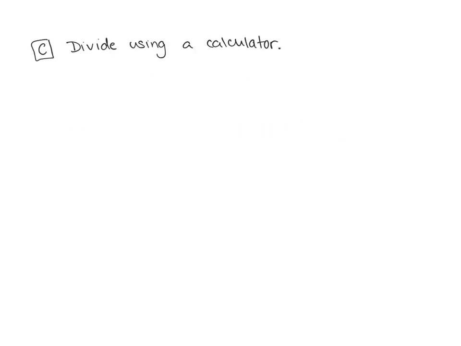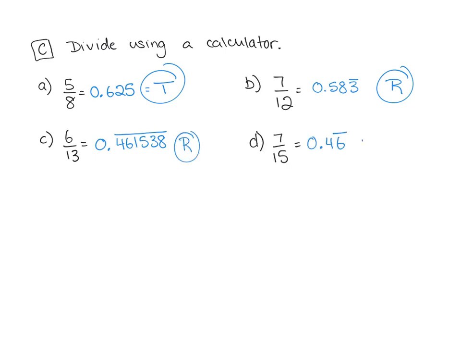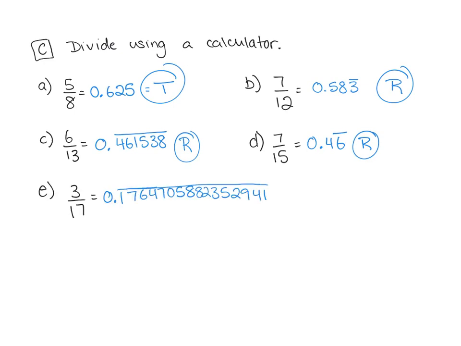Question C asks you to divide using a calculator and then say whether the decimal equivalent of the fraction is terminating or repeating. 5/8 is 0.625. Is that terminating or repeating? So this is terminating. When we have the repeating sign over any of the numbers at the end, it is a repeating decimal. Because all the digits repeat, this is a repeating decimal. So this whole thing is a repeating decimal.